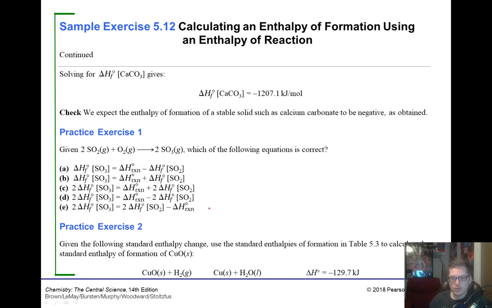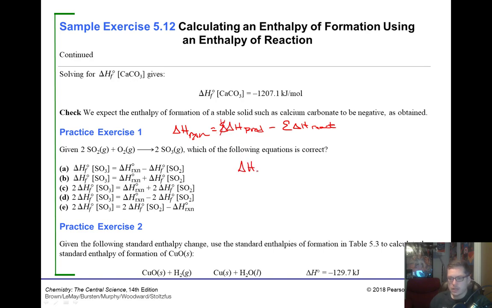Now we're working a little bit backwards from before. We assume we have the delta H of the reaction, but we want the delta H of formation of SO3. Remember, the delta H of the reaction is equal to the delta H of the products minus the delta H of the reactants. In this case, we only have one product, SO3, so we don't have to worry about adding.